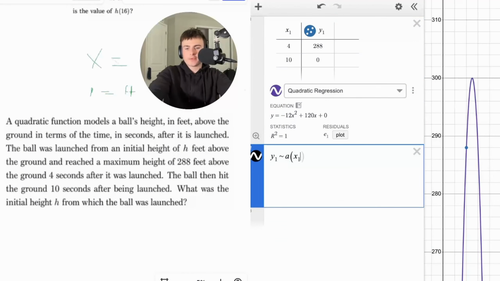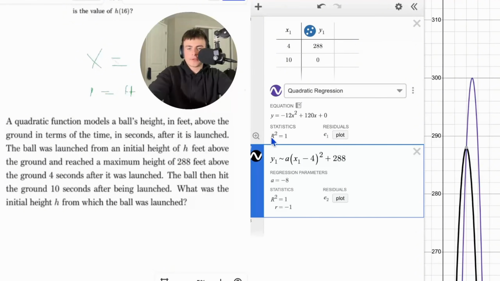So a times x1 minus 4 squared plus 288, because this is vertex form once again. Get rid of this purple thing. I don't want it anymore.